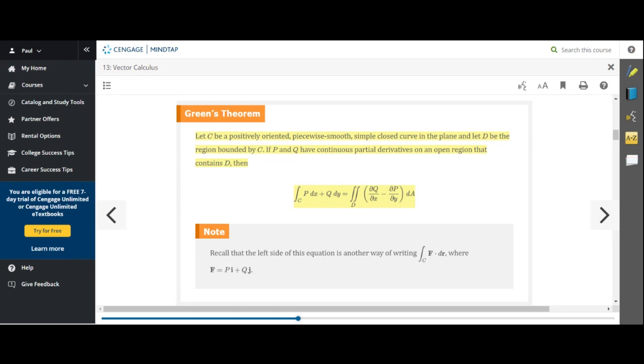And they note there that the left side of this equation is another way of writing the work. What you're computing is work: the work that a force field does, where the components of the force field are P and Q, in moving a particle one time around a closed curve C. That's what you're computing with Green's theorem. Okay? Are there any questions so far?